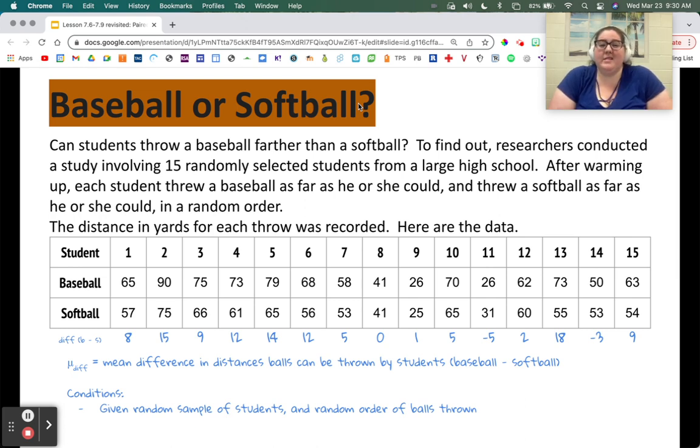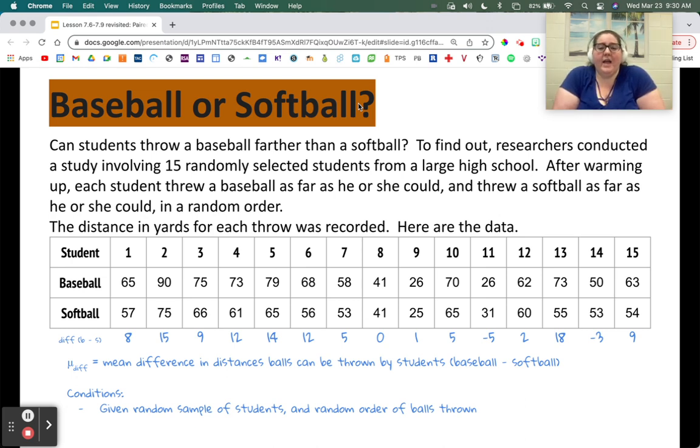One note I will make is that sometimes with a paired t-test or t-interval, we are dealing with an experiment. And so sometimes with an experiment, it's not a random sample, it's volunteers. So a couple ways you could deal with that is you could say we assume this group of people is representative of the entire population. That's a good way to get around that.